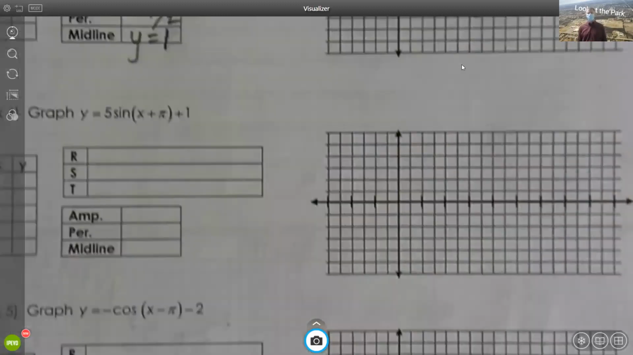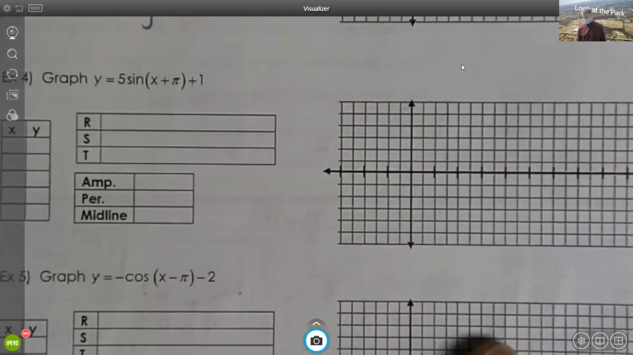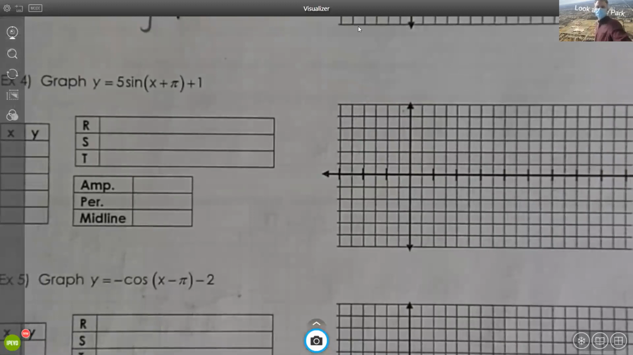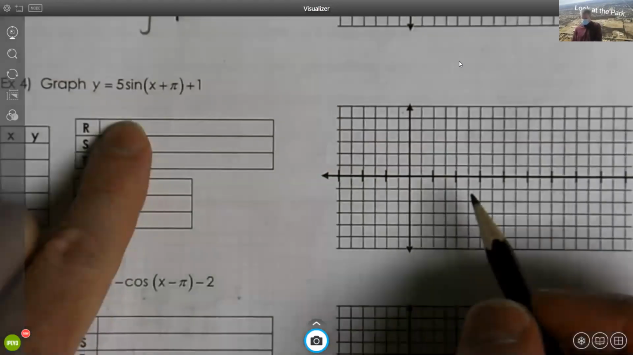You go ahead and try this one. If you're following along with the video, you can pause it and try to graph it out yourself and then come back and experience it first time.